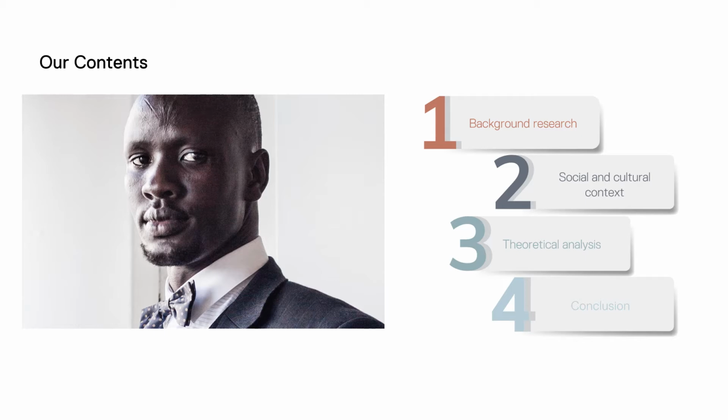This is our content. Firstly, we will explain briefly the background of the advertisement. Second, we will observe the social and cultural context of the targeted ad. Next, we will analyze the ad from the perspective of some key theories that we have learned throughout the course. So in this section, we will see how the social and cultural context intertwine with the key theories. And finally, we will come to the conclusion. So let's move on to the next slide.